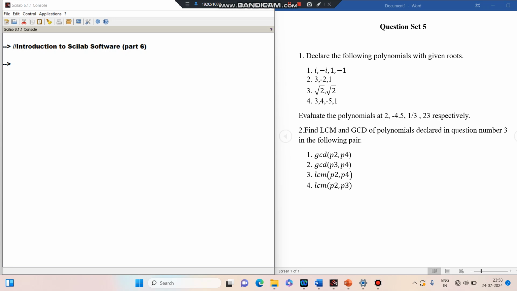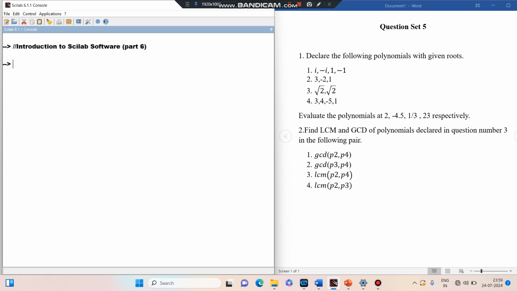Now in the previous session we have seen that using the poly command we have declared the polynomials with given coefficients. Now how to define or how to declare a polynomial with given roots? Here roots are given and we have to declare the polynomial. So let us first of all see. We can give any name to the polynomial.